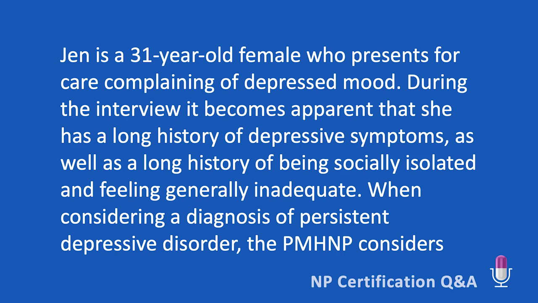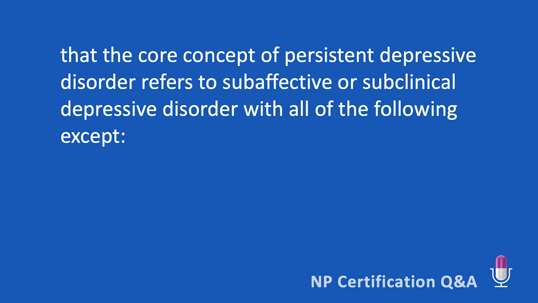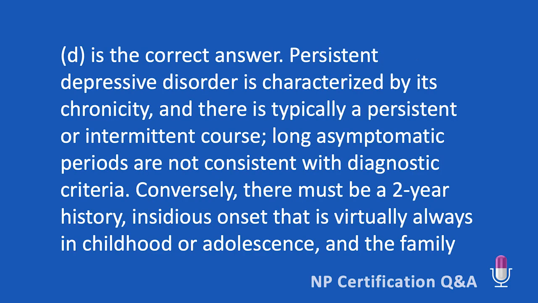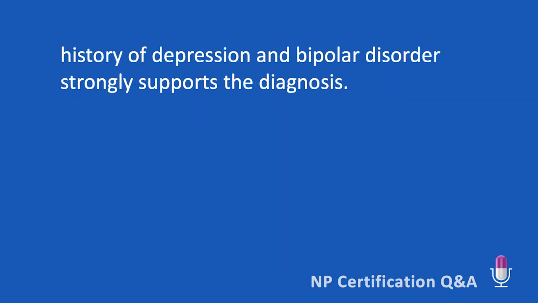So again, persistent depressive disorder, no asymptomatic periods in between episodes, virtually always insidious onset, usually beginning in childhood or adolescence, and the family history of depression and bipolar disorder may or may not be there. A family history of these things absolutely supports the diagnosis. They're not required for diagnosis, but they support it. So all of these are features to consider.